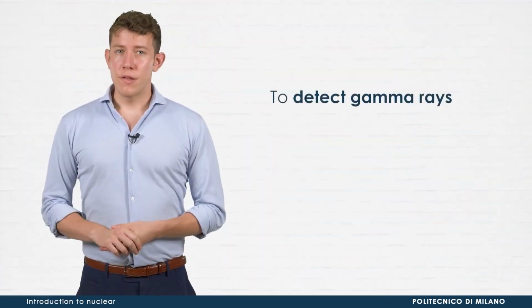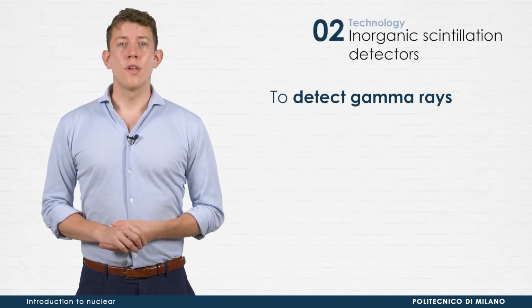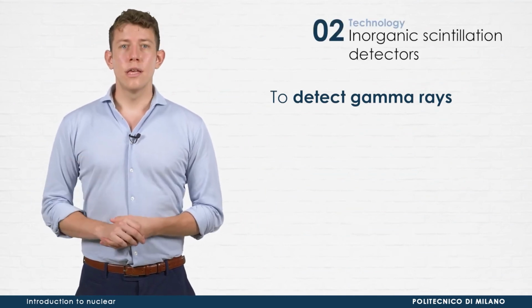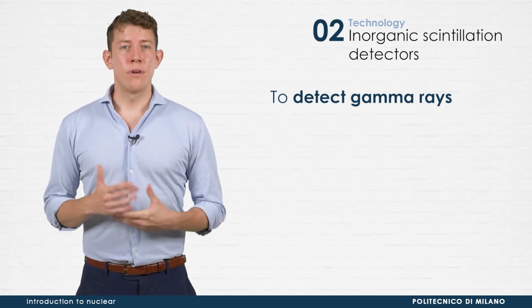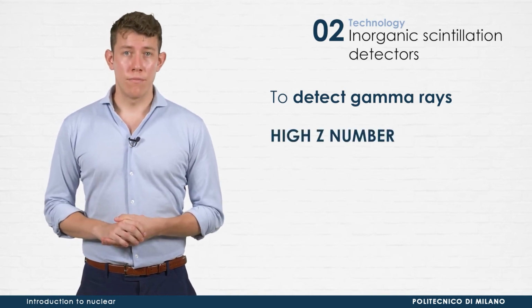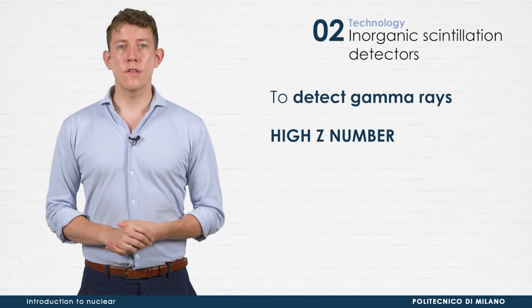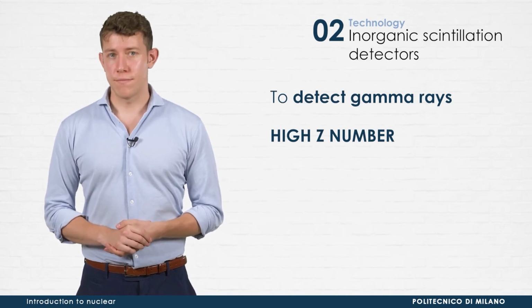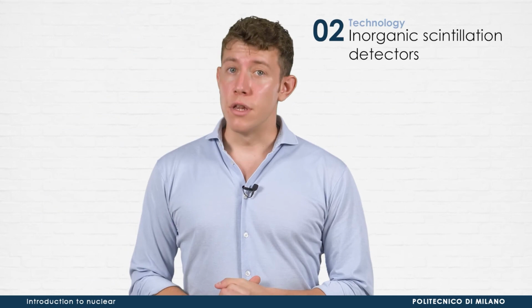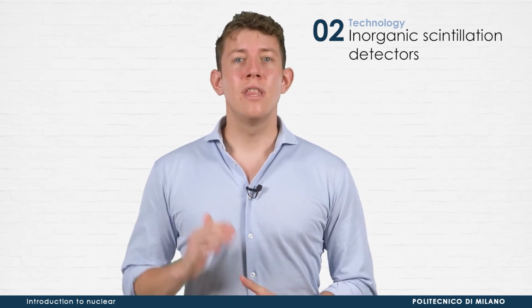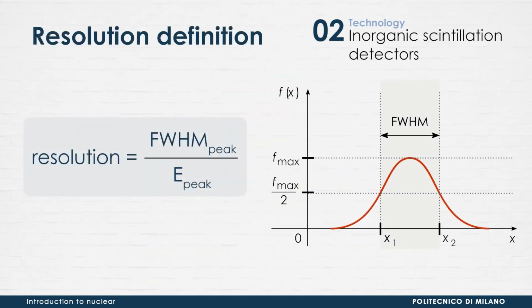To detect gamma rays, inorganic scintillation detectors are employed. These implement scintillating materials characterized by a high Z number, which significantly increases the probability of photoelectric events. Before proceeding, it is important to know the definition of a very crucial parameter for any detector, the energy resolution, which is defined as the ratio between the full width at half maximum of a peak and its corresponding energy.